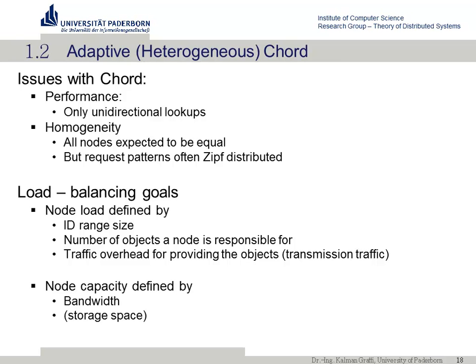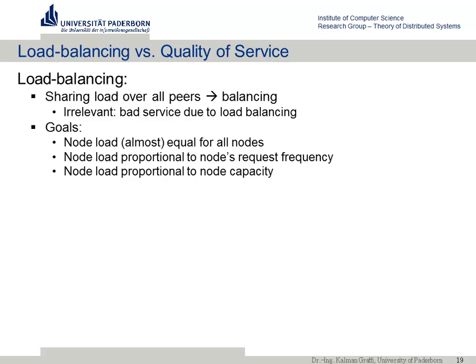But if you have only one single file and it's very popular and generating a lot of traffic, then it's quite a high load. It should be matched to the node capacity, and node capacity could be defined by either bandwidth, sometimes also storage space, or some other capacity. But let's try to match the traffic overhead to the available bandwidth at the nodes. Yes, so how can this matching be done?